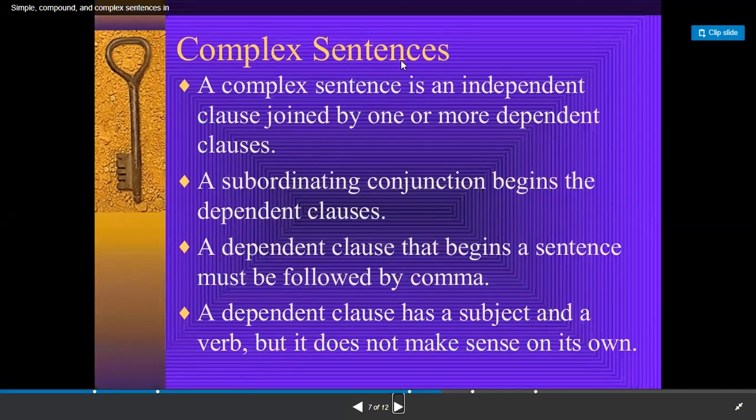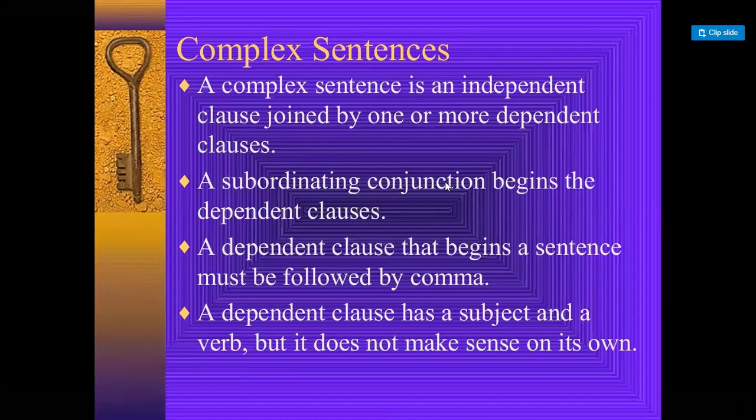The complex sentence is an independent clause joined by one or more dependent clauses. We know that independent clause means it can stand by itself. But what's meant by dependent clause? Yes, it means it can't stand by itself. It needs another clause because it can't stand by itself. Why? It doesn't have a complete thought or a complete meaning.